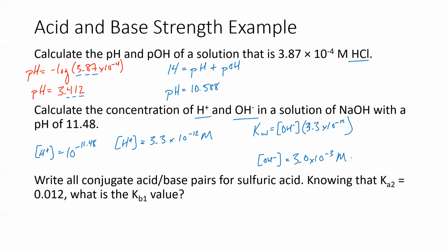So with most of these pH problems, you can either solve it thinking about pH as the sum of pH and pOH equaling 14, which of course is pKw, or you can think about it in terms of Kw and the concentration.